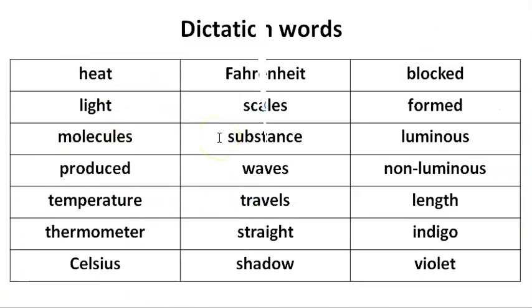And the dictation words, I'm going to pronounce them one by one. Heat, light, molecules, produced, temperature, thermometer, Celsius, C must be capital, okay, Fahrenheit, F must be capital, scales, substance, waves, travels, straight, shadow, blocked, formed, luminous, non-luminous, length, indigo, and violet. Okay.